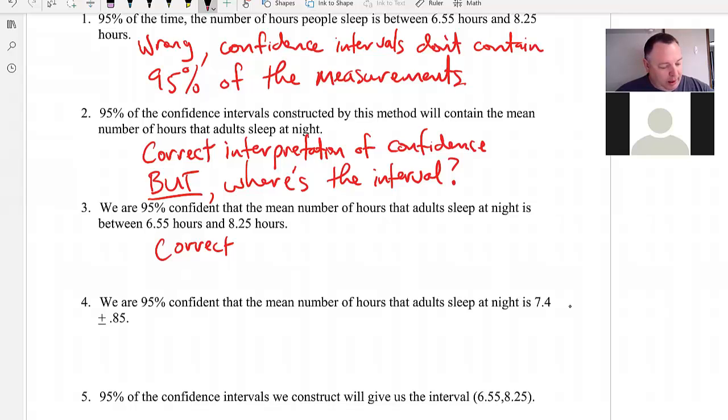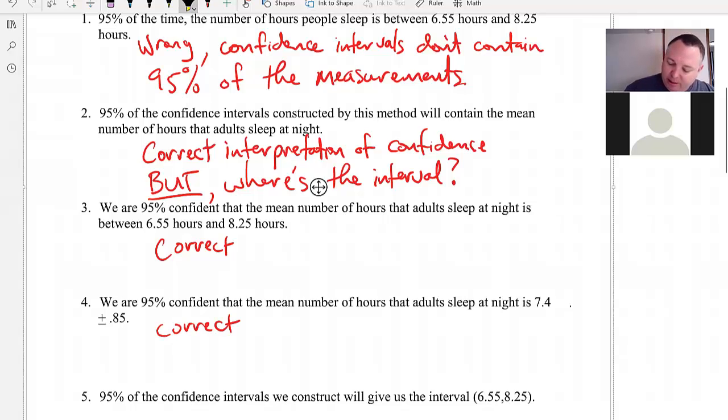Number 4. We are 95% confident the mean number of hours that adults sleep at night is 7.4 plus or minus 0.85. This is also correct. It is just an alternate way of saying the interval. We did that on our last worksheet.